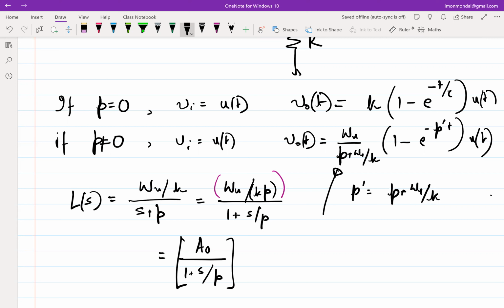Yeah, so if you just write out the expression here, angle of L of S is minus tan inverse omega by P. So naturally at omega equal to 0, it starts from 0. At omega equal to P, it is minus pi by 4. And then it will settle at minus 90, minus pi by 2.